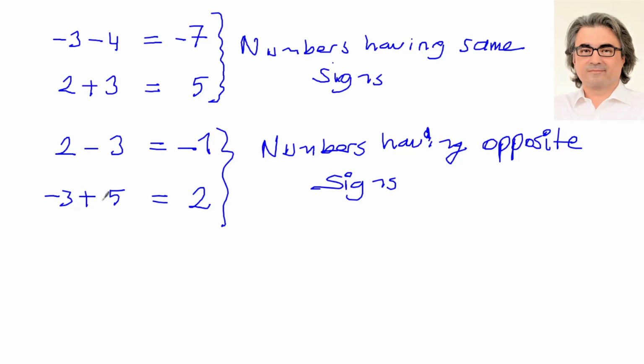Let's repeat the last example. I have minus 3 and plus 1. These are numbers having opposite signs. So I should find the difference between 5 and 3. The difference between them is 2. And what is the sign of 2? The sign of 2 should be the sign of the greater one. Now 5 is greater than 3, you know, so the sign of 5, plus, should be the sign of 2. Okay, it's very easy.